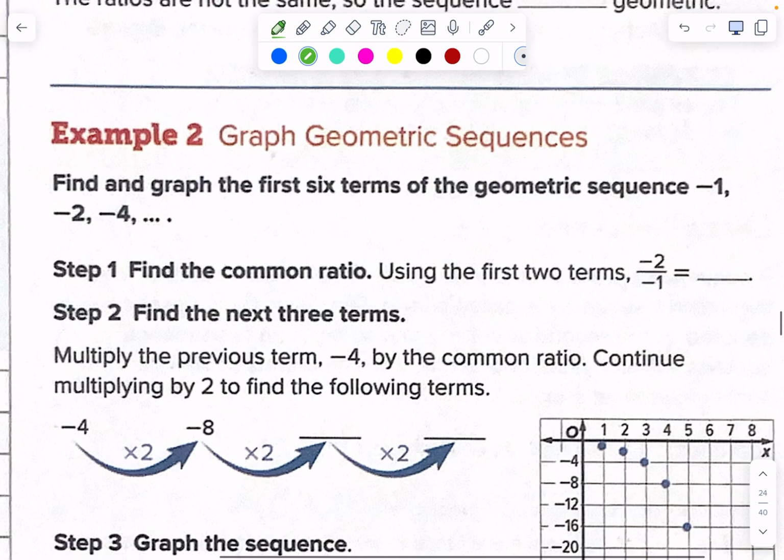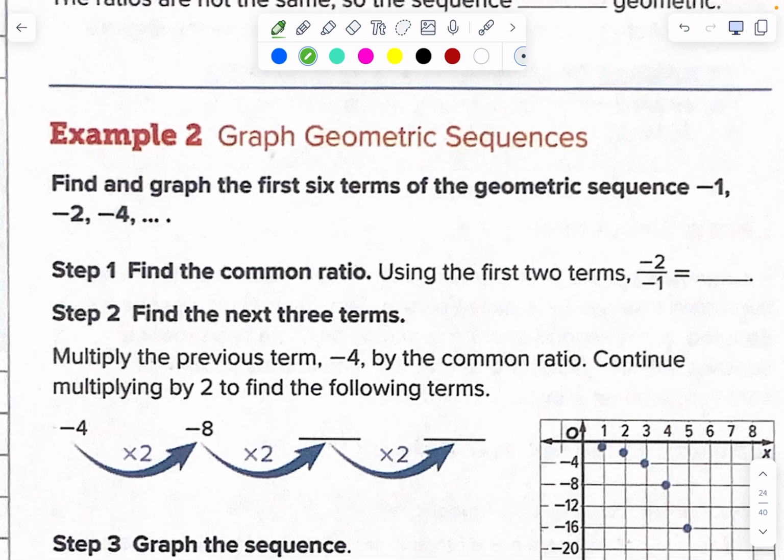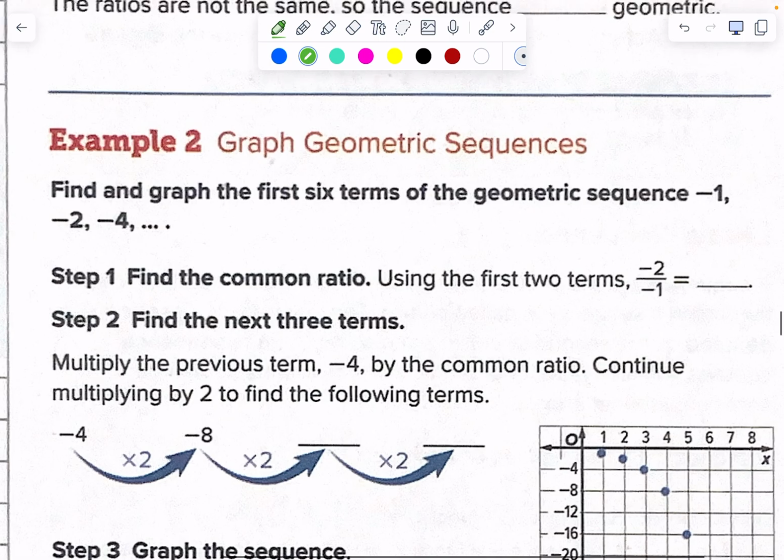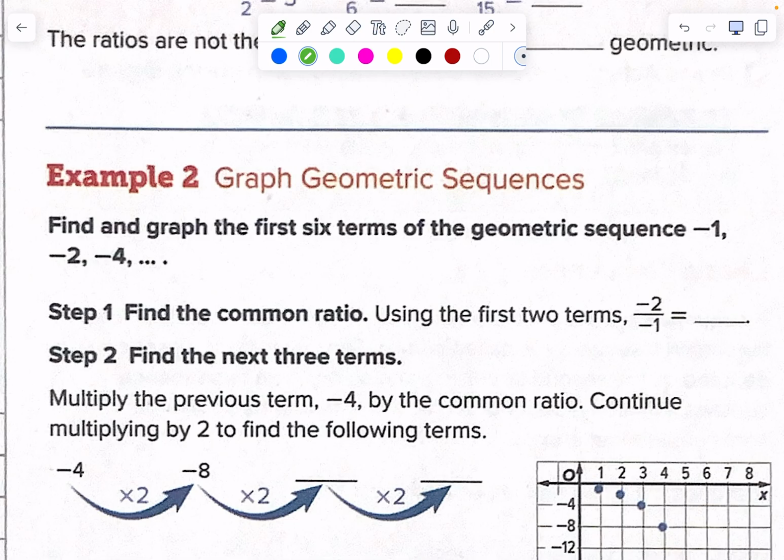What's the difference in using the recursive and explicit? Why do we have to know both of them? Because the recursive is nicer because it's just like saying, hey, you take the one right before it, multiply by 2. That's it. But the recursive's not nice when it comes to, what's the 12th term? Because then I have to know all the ones right before it.